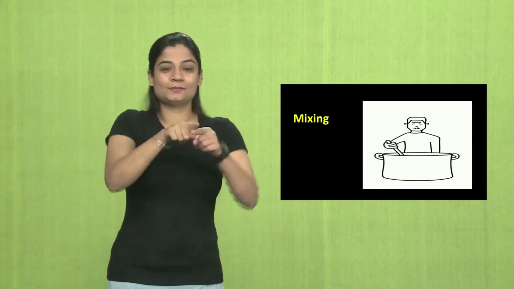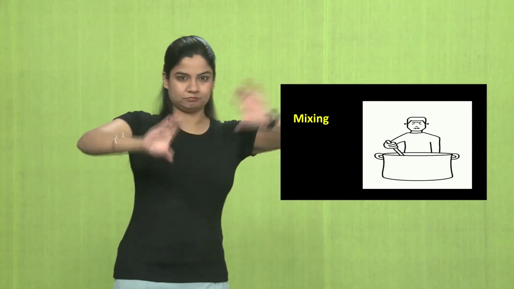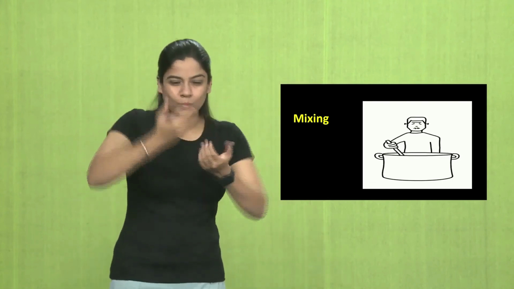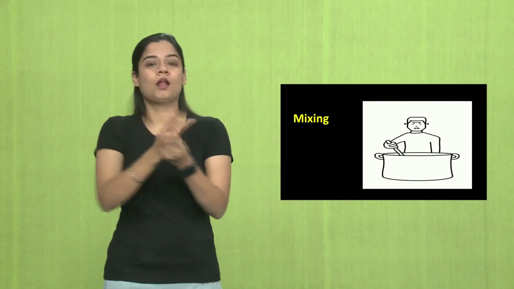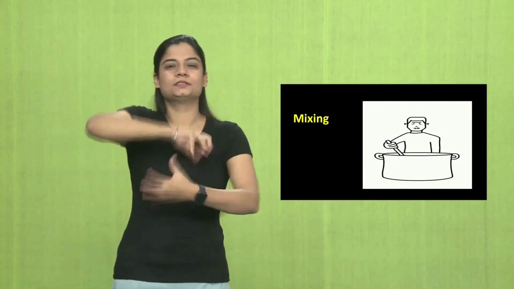Mixing. Mixing is putting different foods together and in different consistencies and mixing them before we have to cook them. For example, to make a cake, we have to prepare a batter. We have to prepare a batter by mixing it.